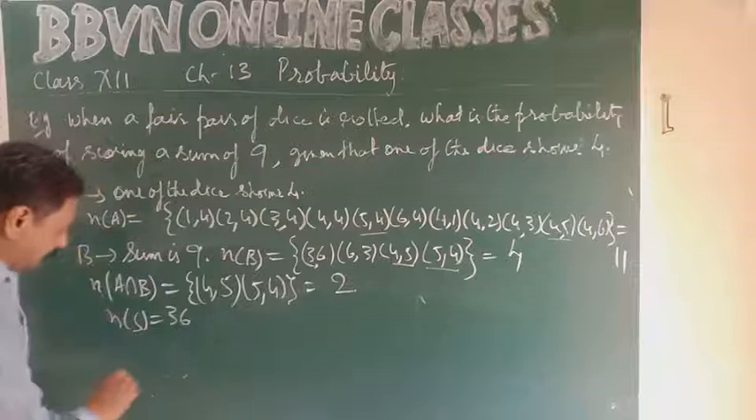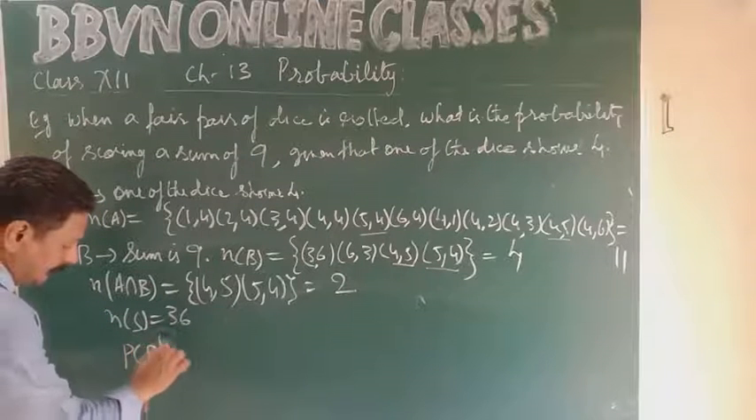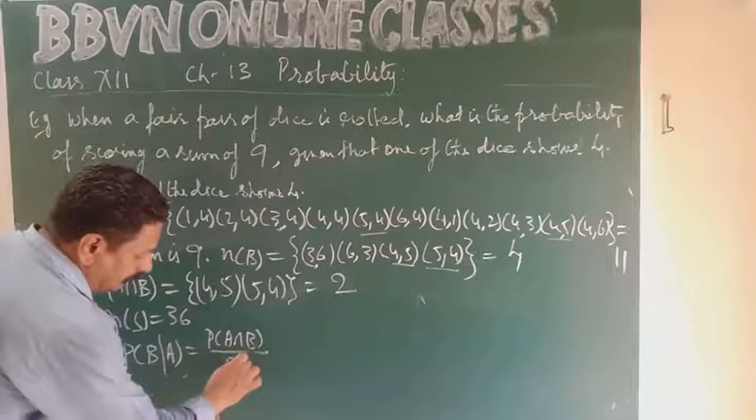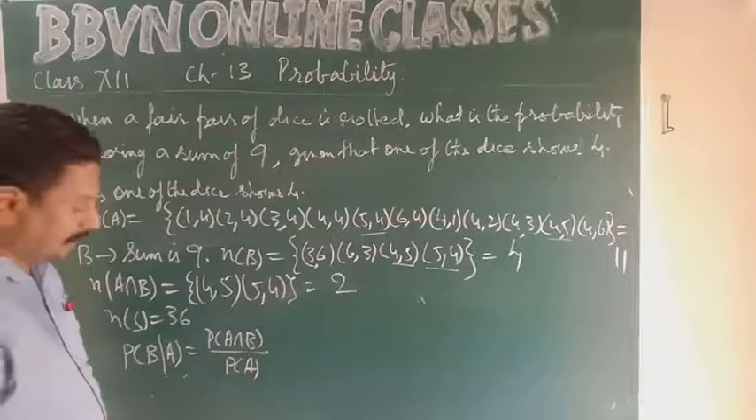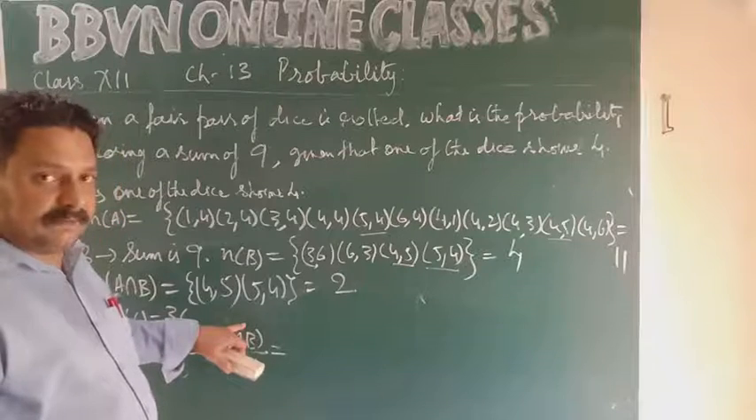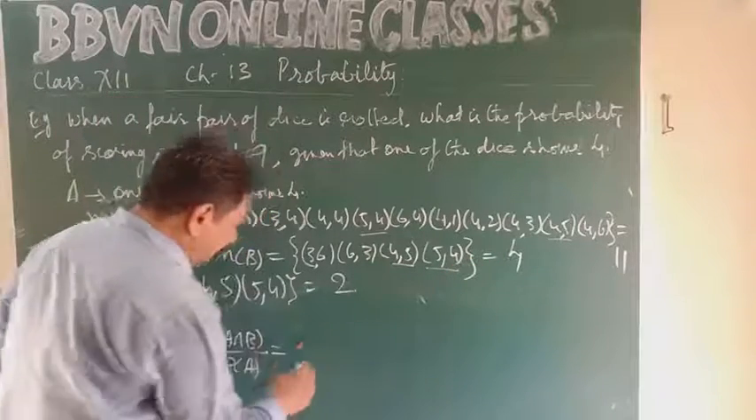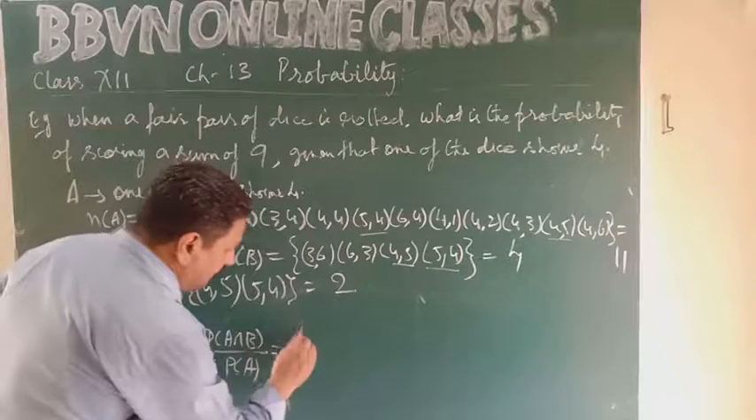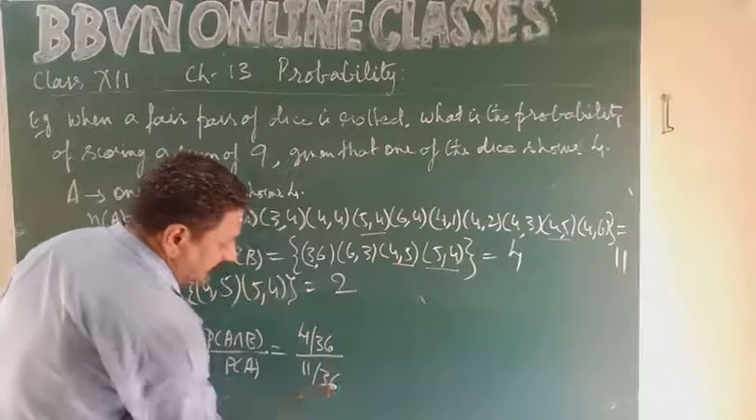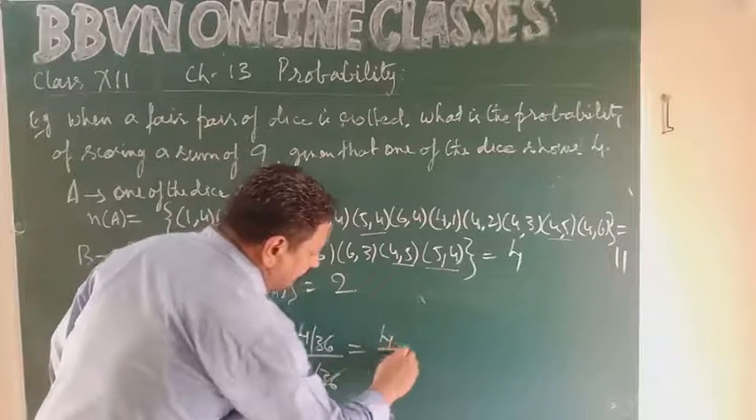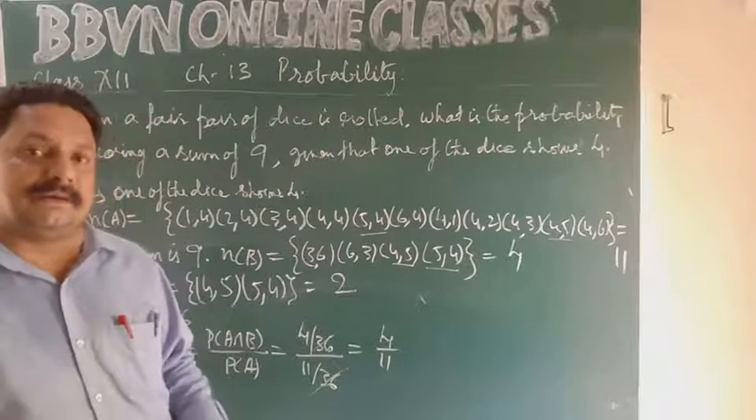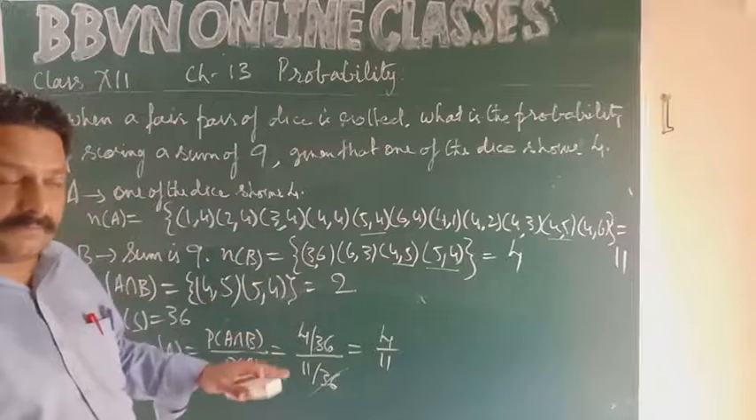Okay. Now what does the formula say? Probability of B given that A occurs first is probability of A intersection B upon probability of the unconditional event that is happening, A. So probability of A intersection B is 4 upon 36, divided by probability of A, which is 11 upon 36. 36 cancels. What are we left with? 4 upon 11. So this is how we find a conditional probability, right? I hope you understood this question. Let's move ahead.